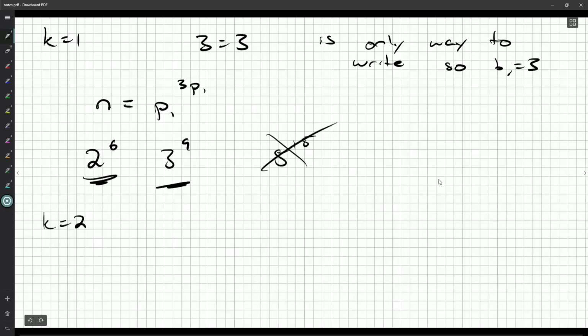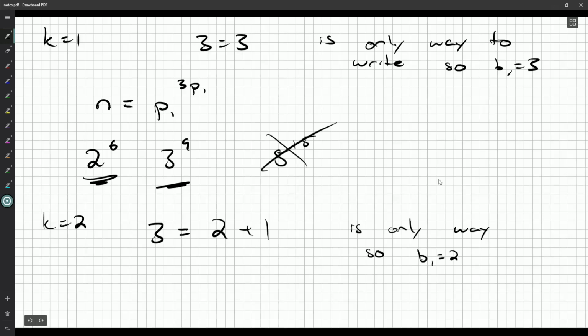What if k is equal to 2? Well, there's a couple ways to write out 3. Well, no, I guess you can't do 3 to the 3, 0. You have to do 2 plus 1. But you could do 2, 1, and 1, 2. It depends on whether or not you consider P1 to have to be less than P2. No one said that at any point, so we don't have to assume that. So B1 is 2, B2 is 1, and N looks like P1 to the 2P1, P2 to the P2.